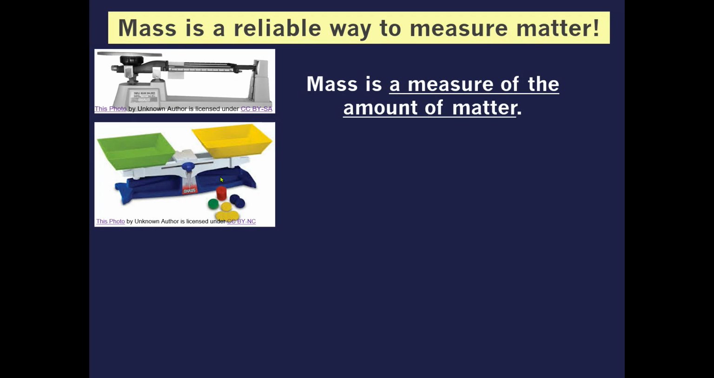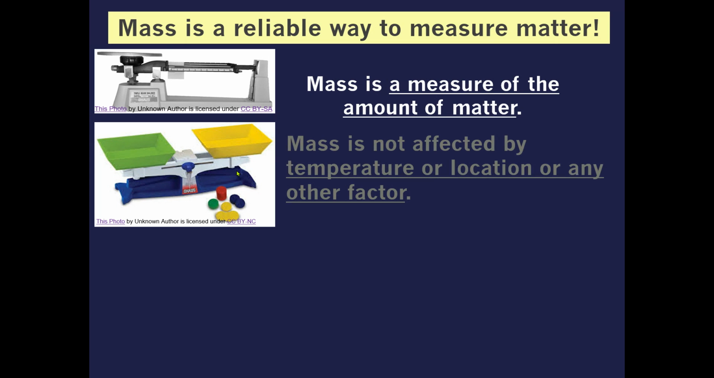So mass is the measure of the amount of matter, not weight. It doesn't have anything to do with gravity. Mass is not affected by temperature or location or any other factor. How much you have is how much you have. You're not going to have less in any way, shape, or form, and you're not going to have more. If we had a piece of ice and we checked its mass, and then we melted it and checked the mass again, they would be identical. They would still be the same.